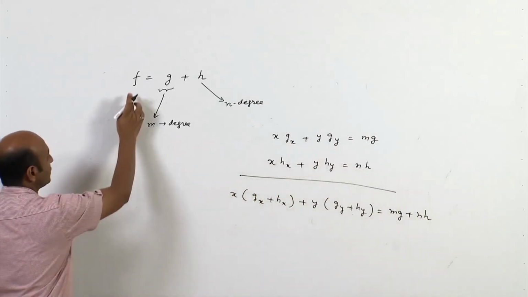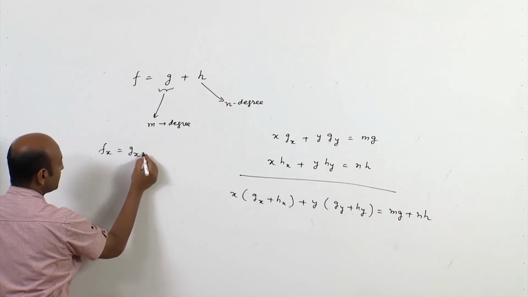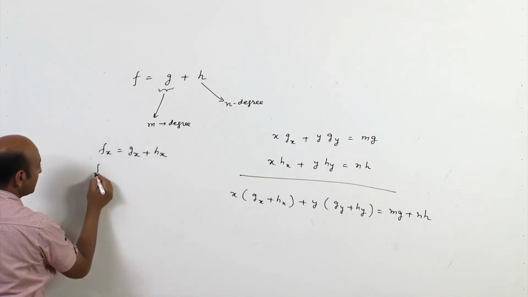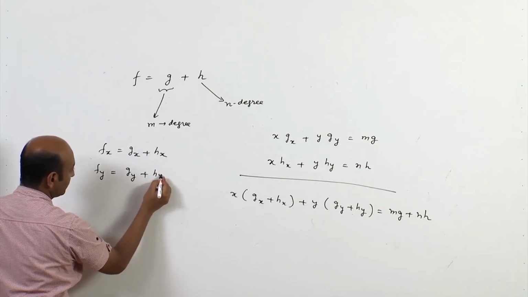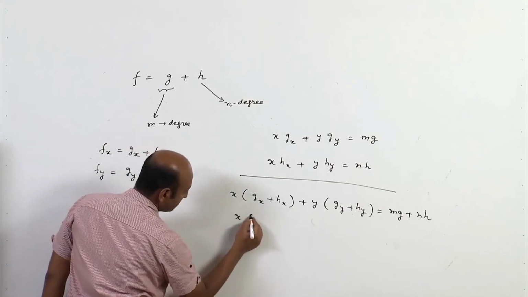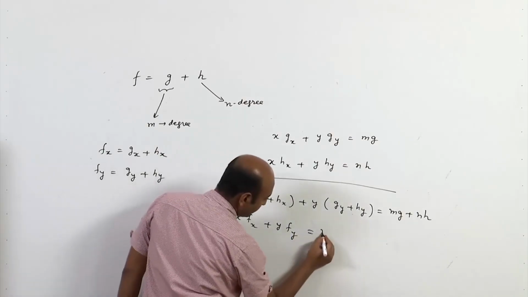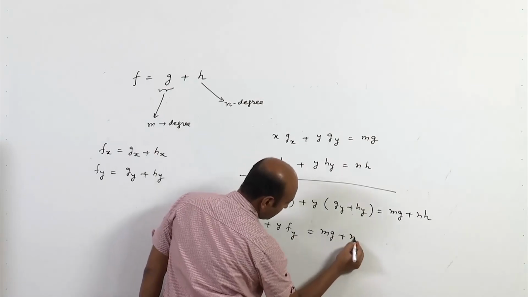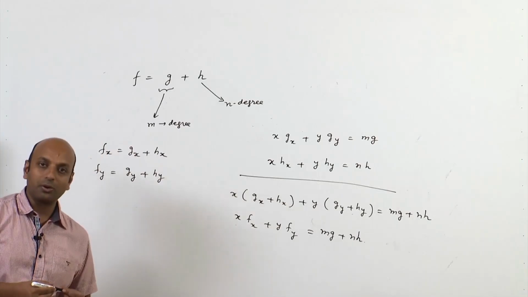Now if f is equal to g plus h, so what is fx? It is gx plus hx, and what is fy? It is gy plus hy. So we can say that x fx plus y fy is mg plus nh. So this is basically a consequence of Euler's theorem.